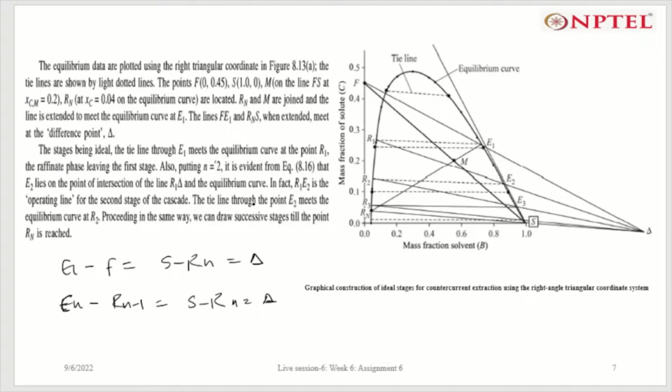So we have to remove the mass F from E1 and remove Rn from the solvent. That is the difference point. The stage being ideal, the tie line through E1 meets the equilibrium curve at the point R1, the raffinate leaving the first stage. Also putting n equal to 2.